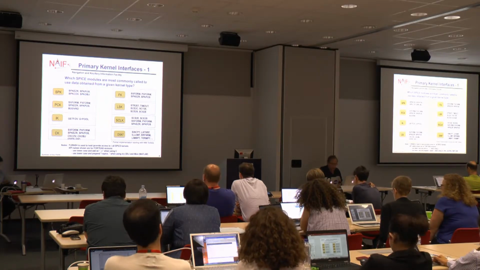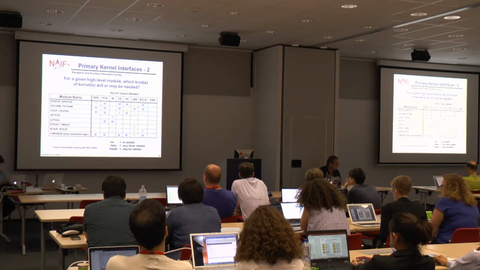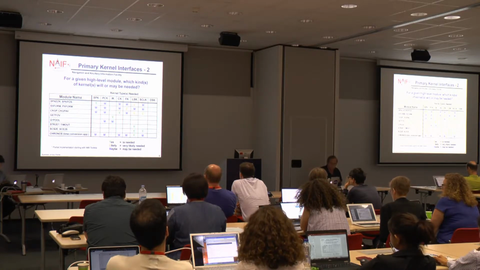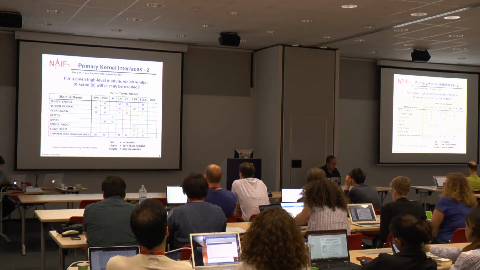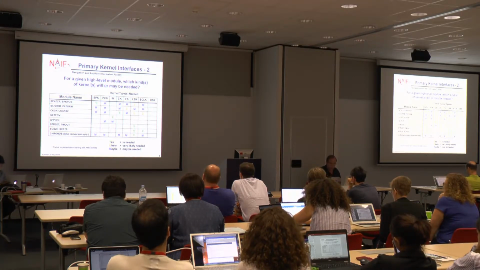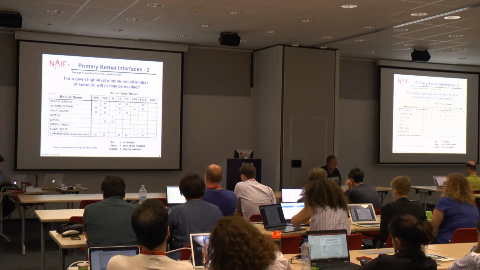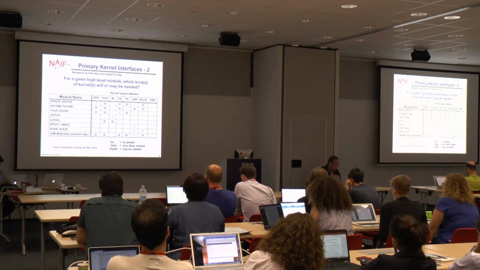If we look at that question the opposite way, and instead you've figured out that you need to use the SPKEZR routine, and you say, well, which kernels would I need to use that routine? Well, it's pretty obvious that you would have to use an SPK file, a trajectory file, but maybe there's some others that you would want to or need to use depending on what you're trying to do. And that's what this chart tells you.